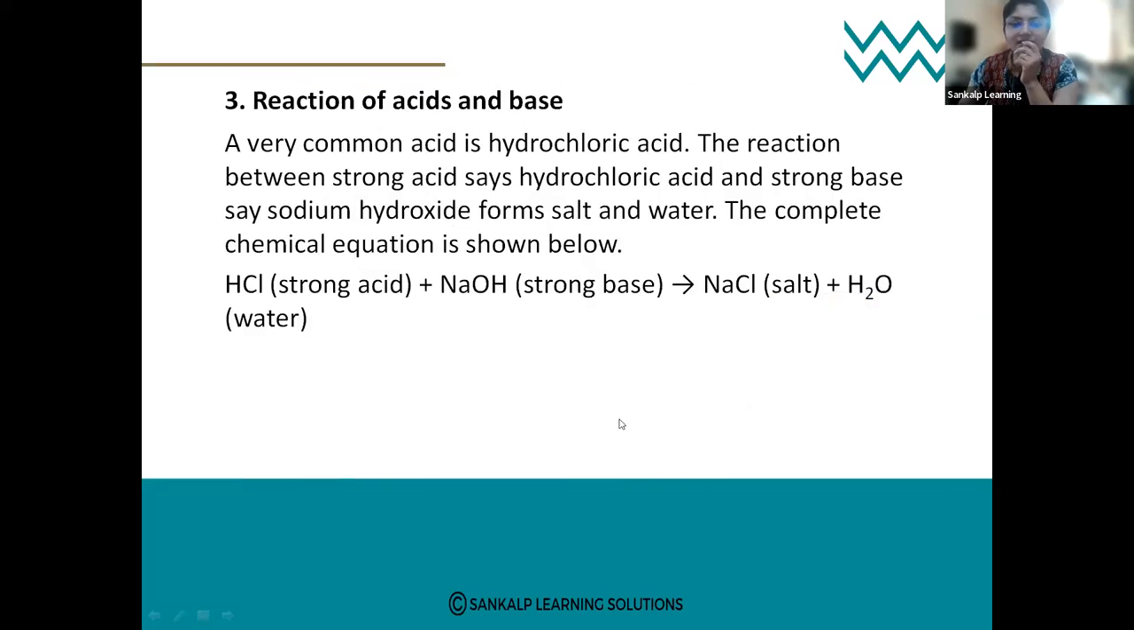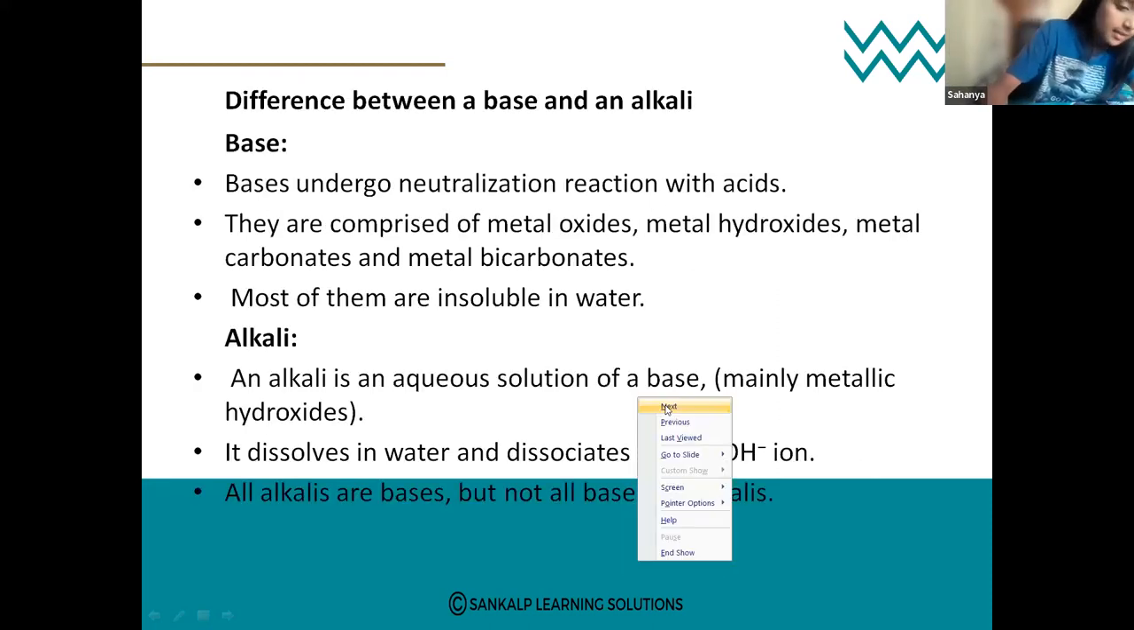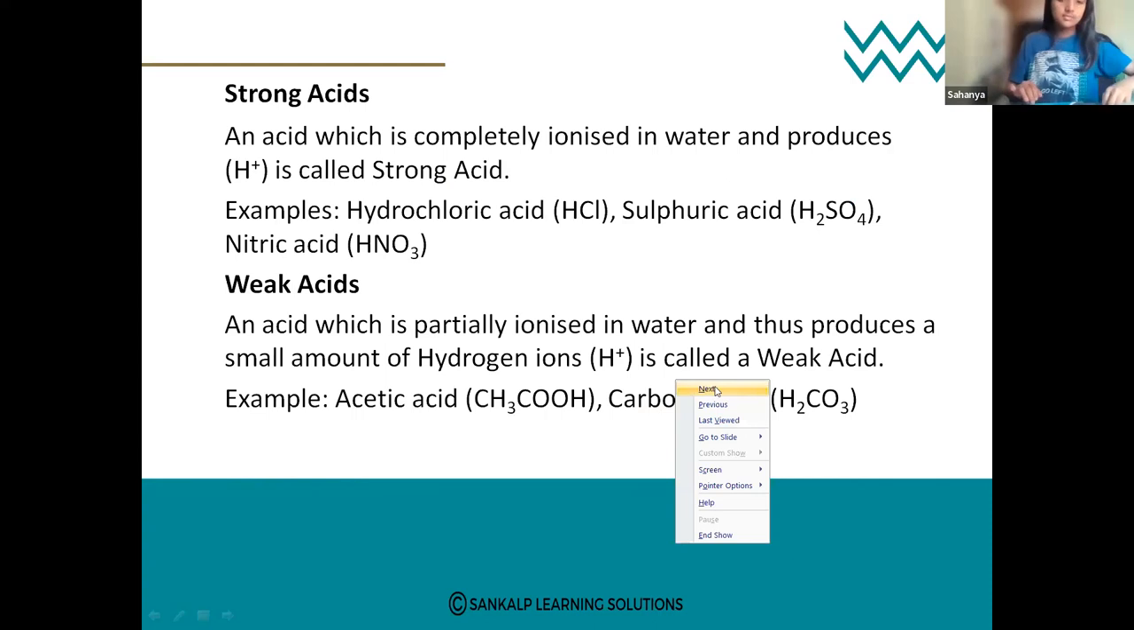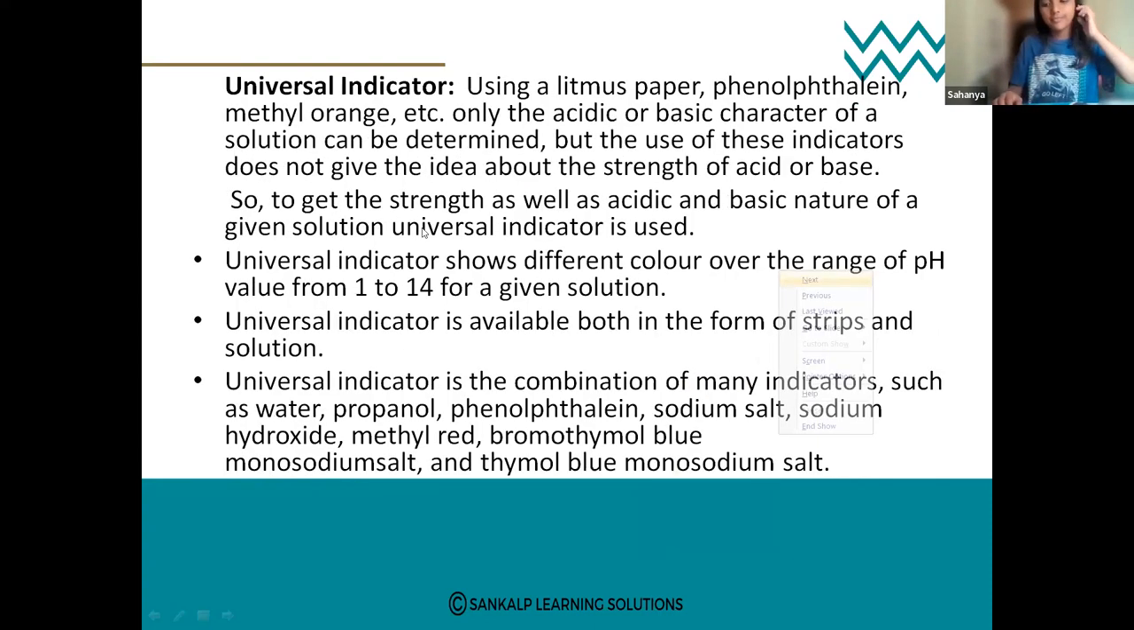Then we have seen about the universal indicator, right? What do you mean by universal indicator? A universal indicator will show you a range of pH, from 1 to 14, of a given solution. A given indicator will tell you whether it is acidic or basic, but it won't tell you the strength. The strength of the solution can be indicated by the universal indicator.